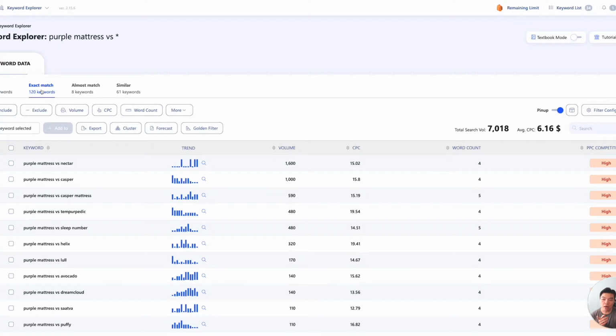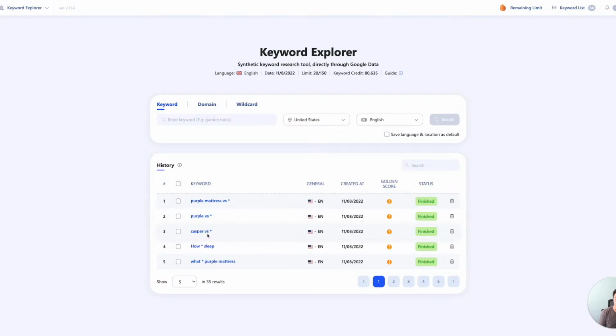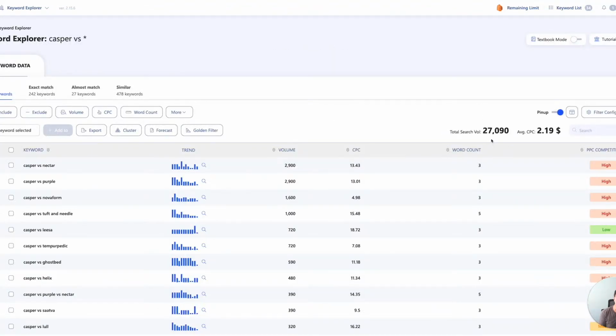Here, only 120 keywords. So right away you see the presence of two brands selling almost the same thing, and in terms of market valuation, I think they are both about equal. So you see there's a very different way of approaching the search engine between these two brands. And it's only 6,330. Sorry, let's go back here and see the 25,000, 27,000 demand of people trying to compare Casper with other brands.